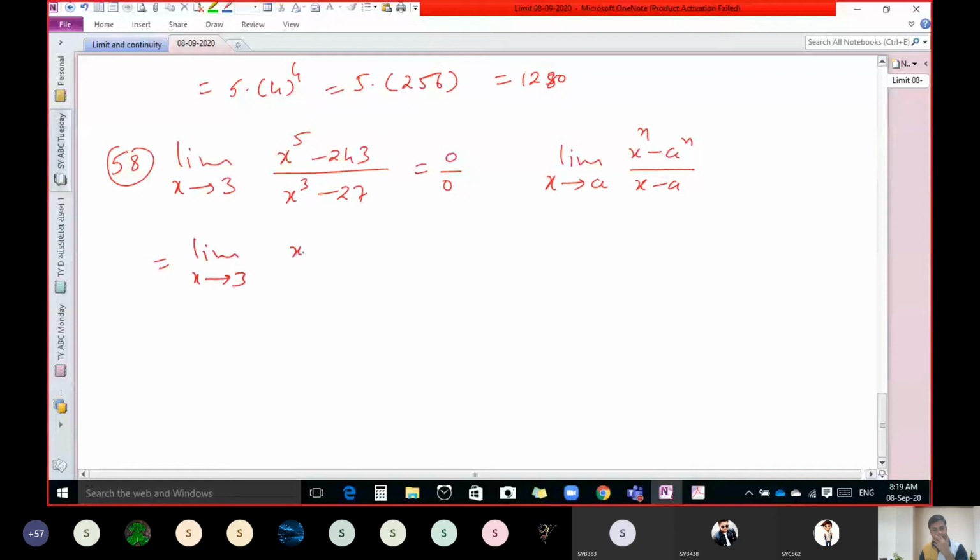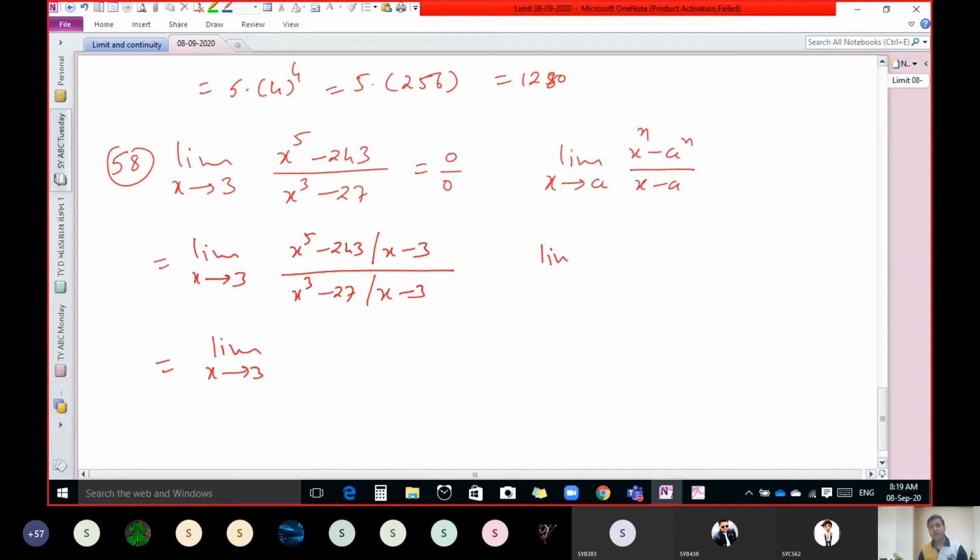You can write this as (x raised to 5 minus 243) divided by (x minus 3), upon (x raised to 3 minus 27) divided by (x minus 3). Just divide numerator and denominator by x minus 3. And now you can take a separate limit for the numerator as well as the denominator. So your question becomes like this now.